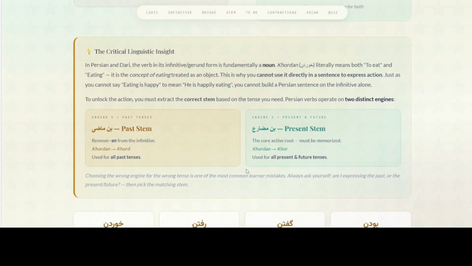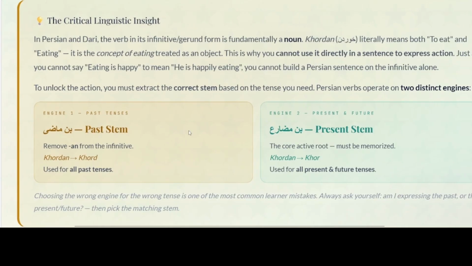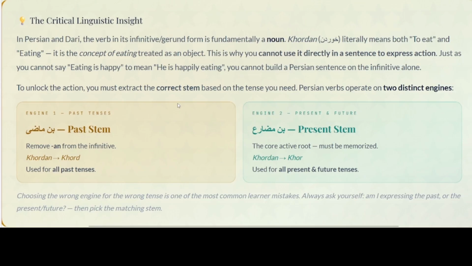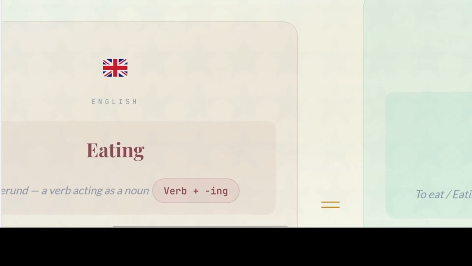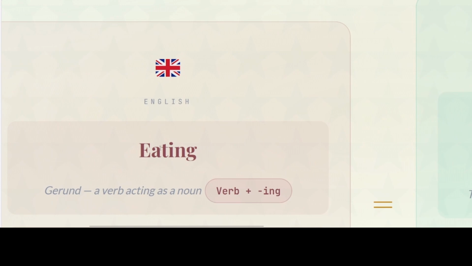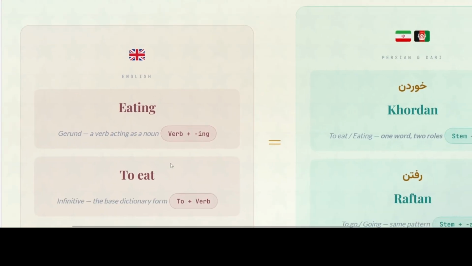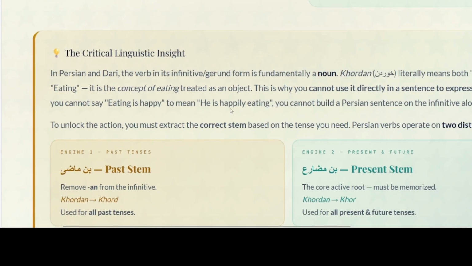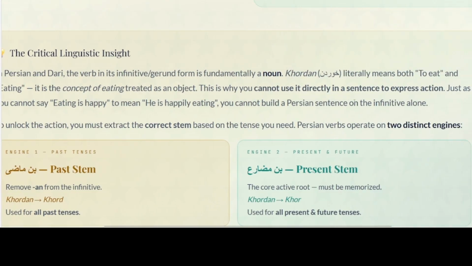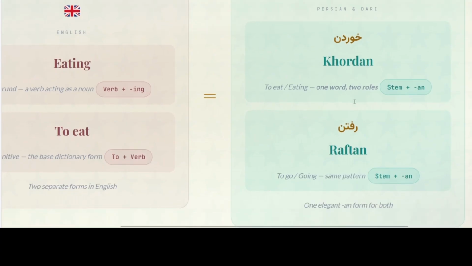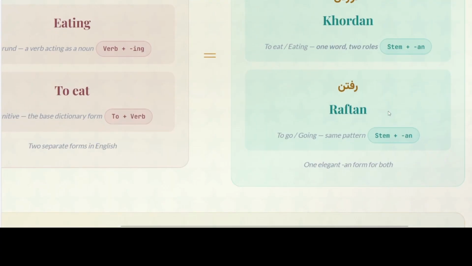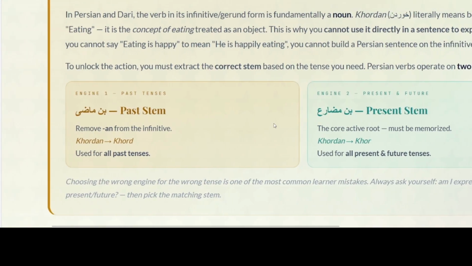What is this stem and why do we need it? As I told you, we cannot right away use the gerund or infinitive in a sentence as a verb, okay? You have to change it. For example, in English, if you want to use the word eat as a verb, you have to drop this ing. In Persian, we also have some rules. Because khordan is a noun, in order to make a sentence, you need to just extract this stem. We have past tense and present tense. For past tense, we have past stem, and for present tense, we have present stem.